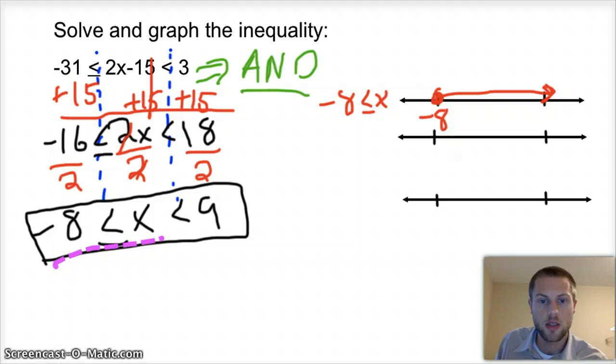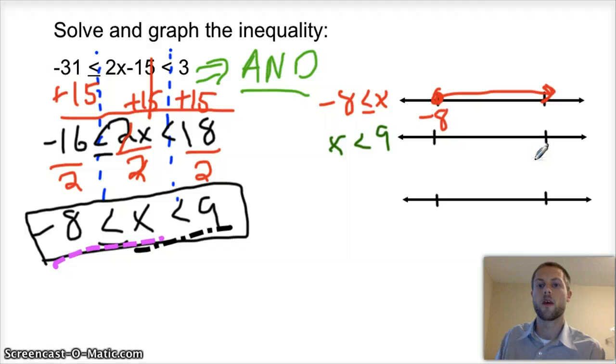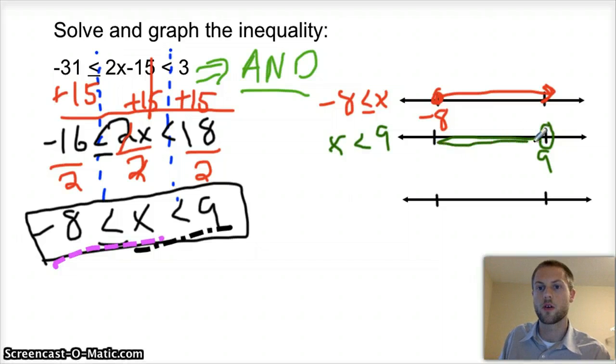The next piece that I'll look at is x is less than 9. So let's put that on the graph. Here's my 9, and this is going to be an open circle because it's not equal to, and I'm less than, so I'm going to go to the left here.